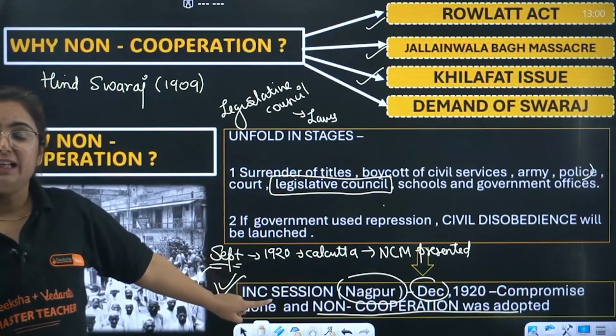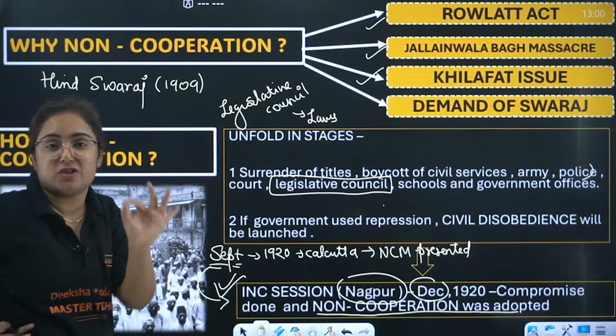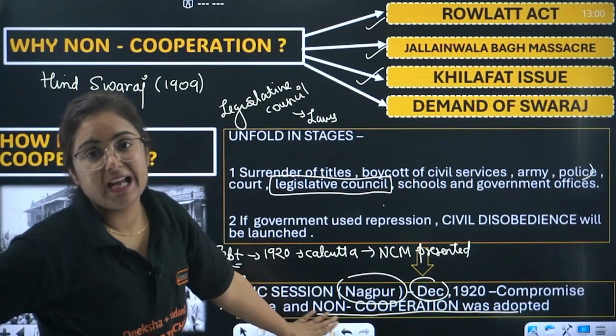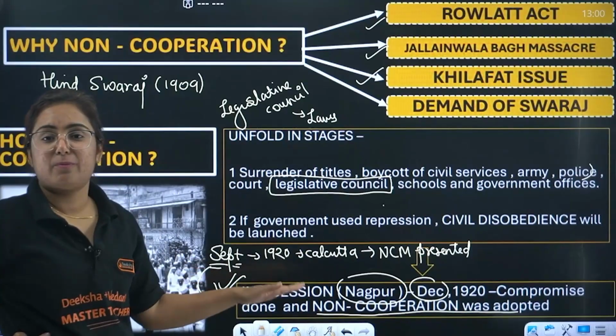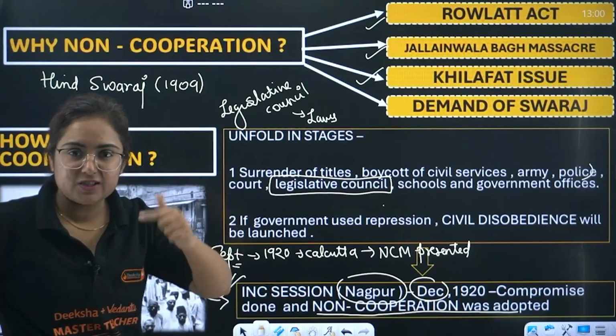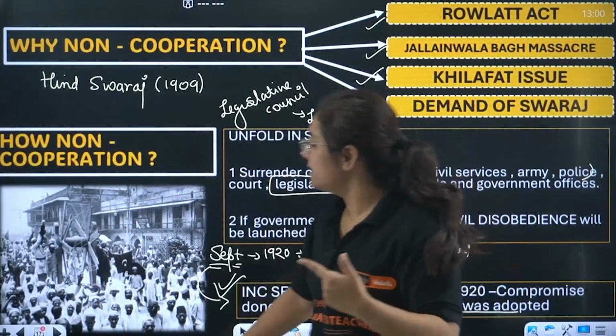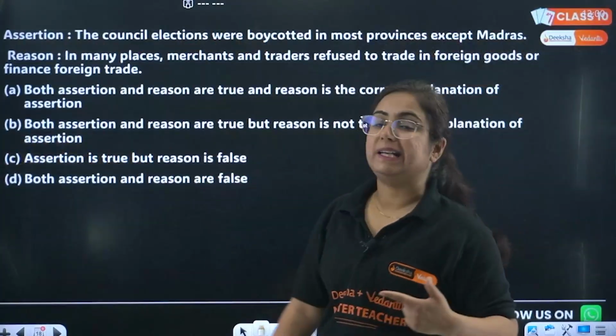So when did the Indian National Congress adopt the non-cooperation movement? It was in the session of December 1920 at Nagpur. Again, this is a map question that is going to come in your exam for sure. Okay, getting the story. So we are moving towards the non-cooperation movement in India.